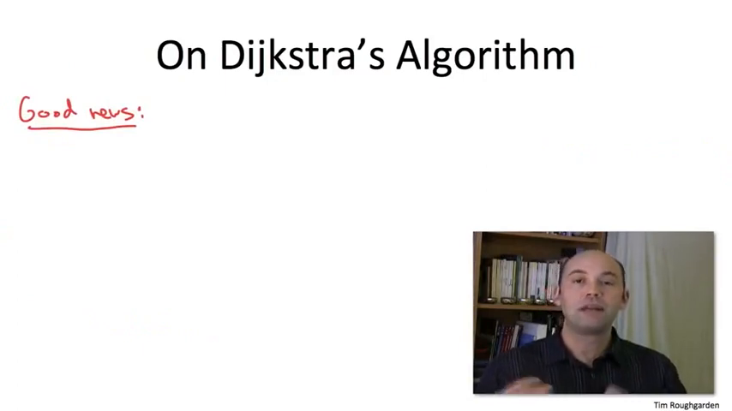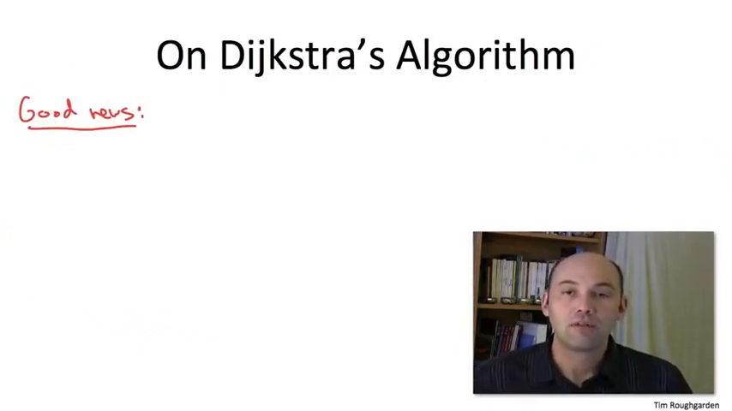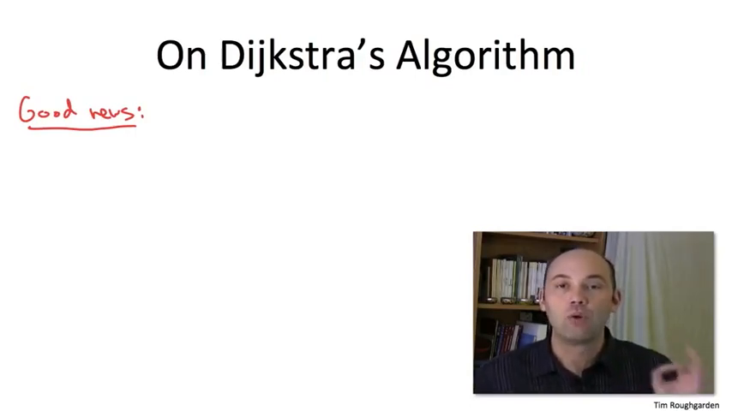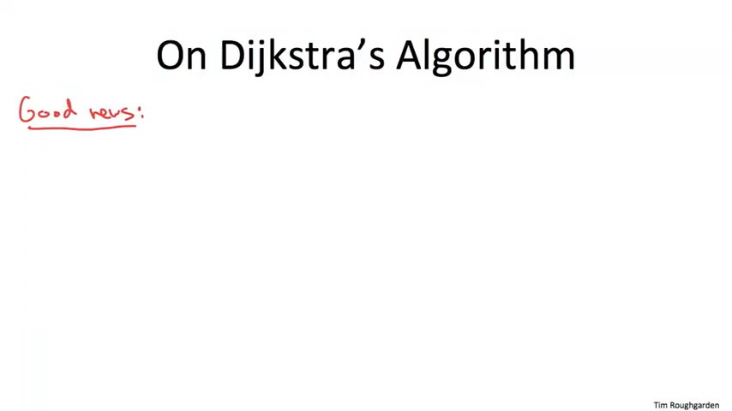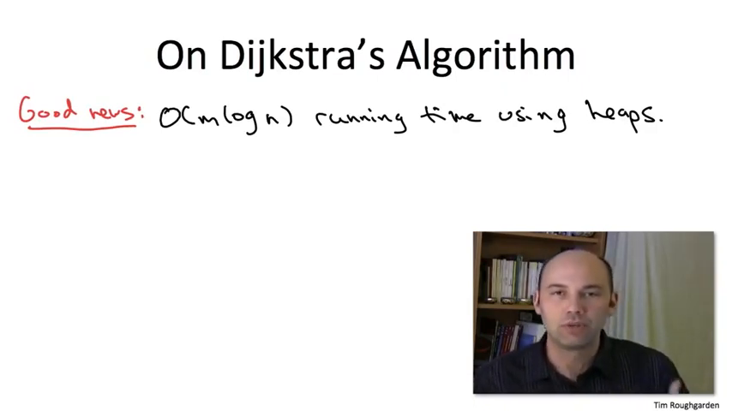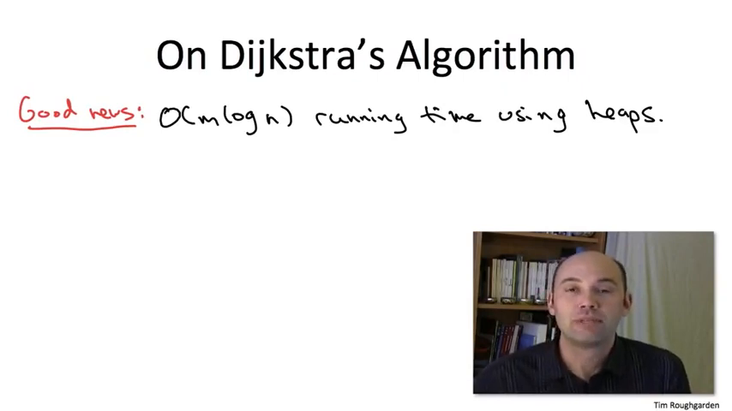If you have a graph and it fits in your computer's main memory and all of the edge costs are non-negative, if you implement Dijkstra's algorithm using heaps, you will get a blazingly fast and always correct shortest path algorithm. In part 1 of this course, we explained an implementation using heaps that runs in big O of m log n time, where as usual m is the number of edges and n is the number of vertices.